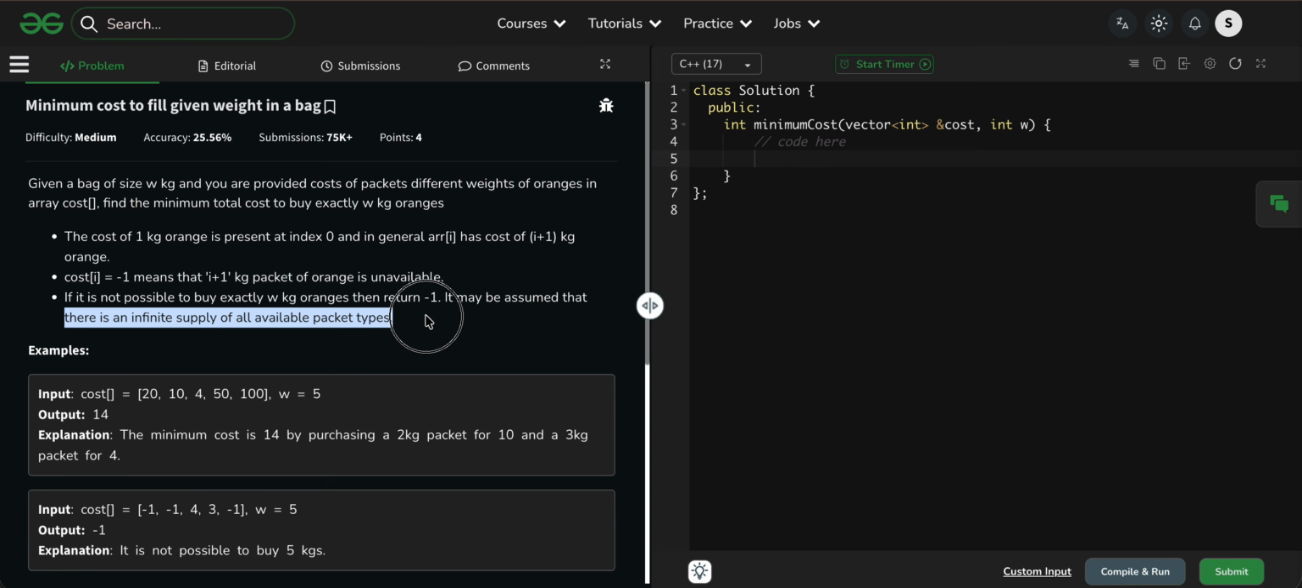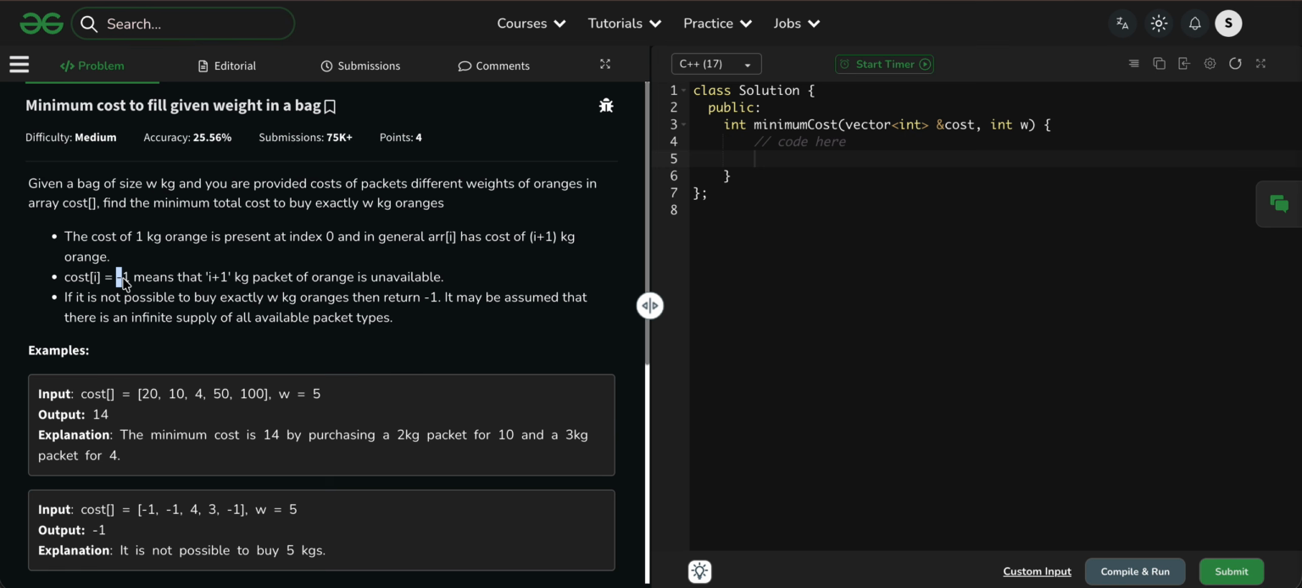So the problem says that. Now I will explain the question. Cost[i] is the cost of the packet having weight i plus 1. Minus 1 means the packet is unavailable, that index of package is unavailable. You need to buy exactly W kg of oranges, and you can buy unlimited packets of any available type.